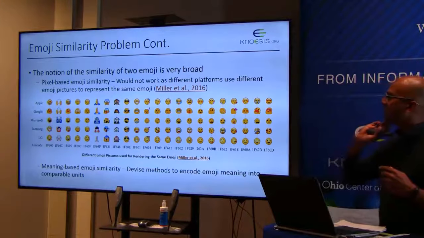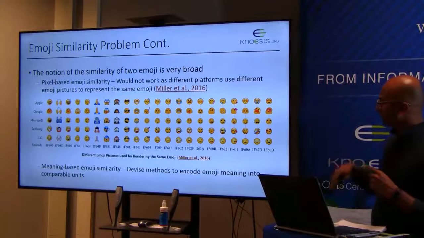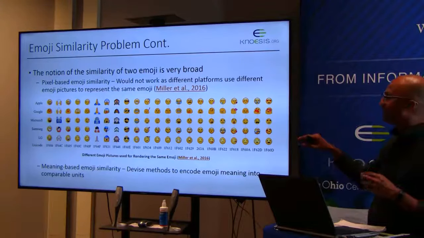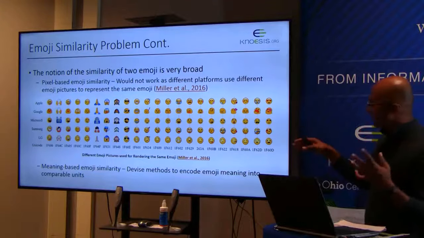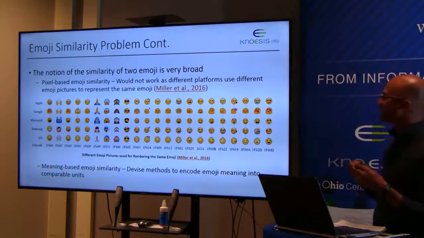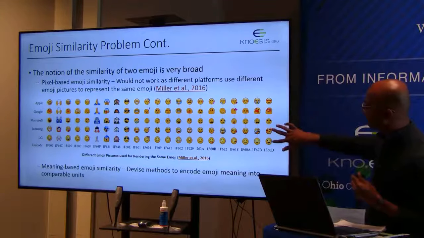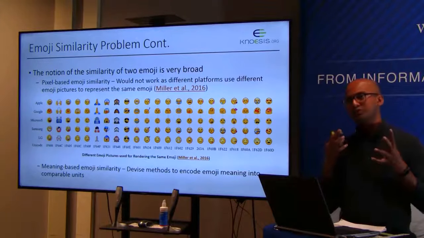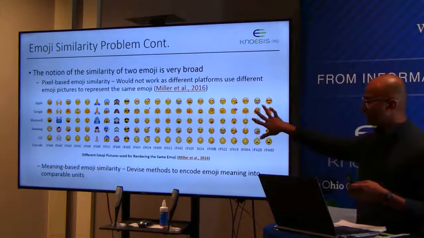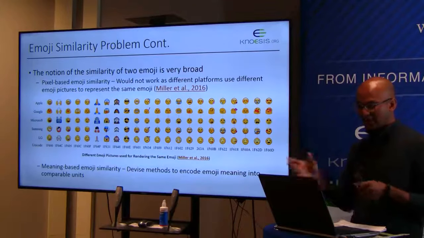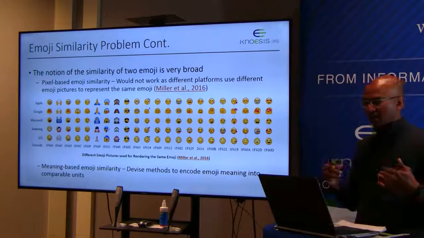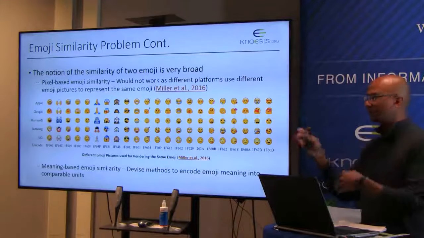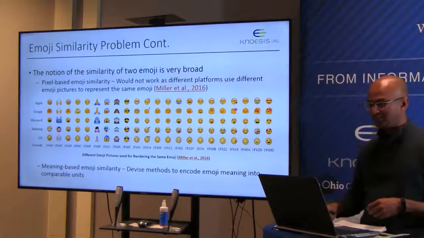Miller and others discussed this issue. So if you use this method, you'll see a lot of different emoji similarity metrics that you can come up with by comparing different variants of images in these platforms. So we wanted to avoid this method because of the problems it has and come up with another way, where we would use emoji definitions that are available on EmojiNet to describe the meaning of an emoji.